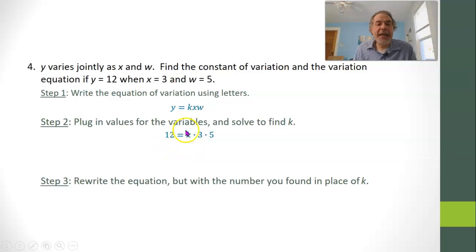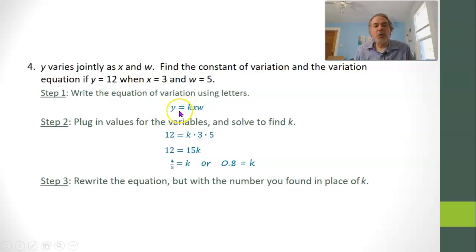12 equals k times 3 times 5. Of course, 3 times 5 would be 15. So 12 equals k times 15, or 15k. Now solve for k by dividing both sides by 15. 12 divided by 15, you could either write as a fraction. In lowest terms, it would be 4/5, because the 12 and the 15 can both be divided by 3. Or you can write it in decimal form as 0.8. 12 divided by 15 is 0.8.